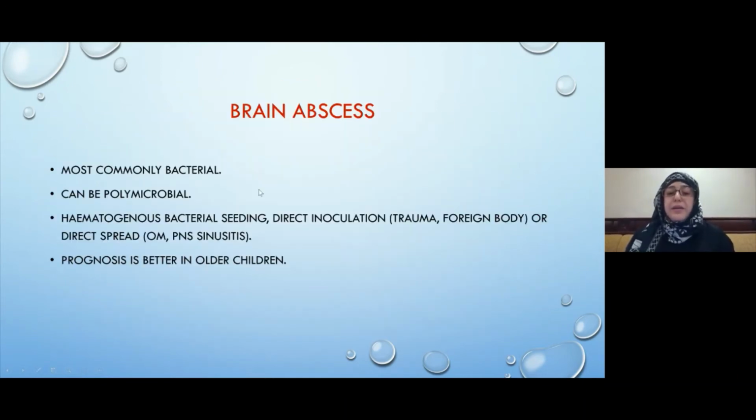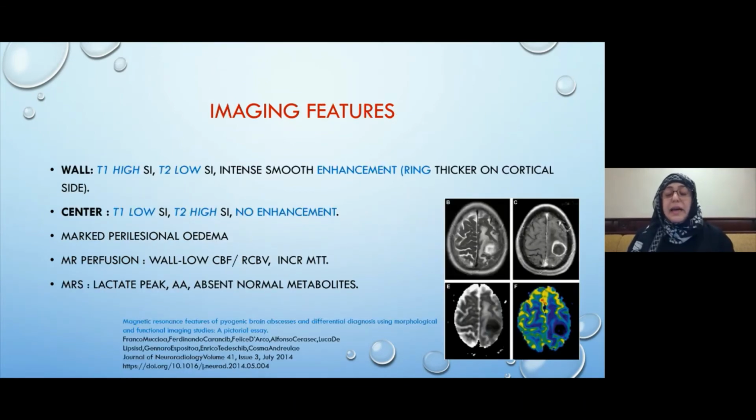Brain abscesses can occur secondary to meningitis, but they are more commonly secondary to direct inoculation or hematogenous spread. Usually the prognosis is better the older the child is, and it can be polymicrobial. On imaging, of course, it would be cystic with marked perilesional edema. The wall shows smooth enhancement that may be thicker towards the cortex, and it will show diffusion restriction. However, the wall will not show increased cerebral blood flow or cerebral blood volume on perfusion.